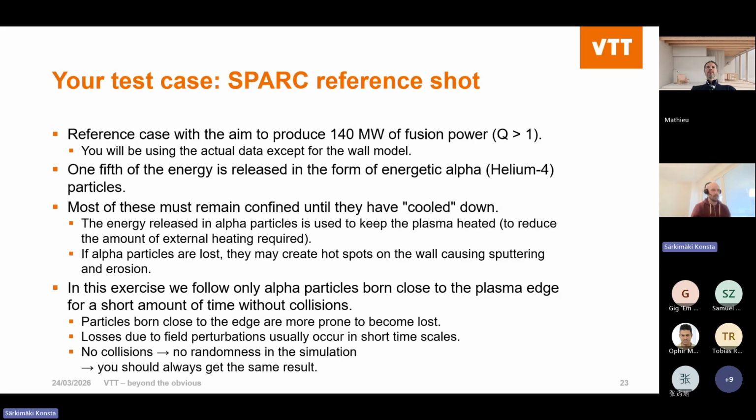So we are only simulating the alpha particles that are close to the plasma edge, which are more prone to loss, and we are only simulating them for a few orbits and without collisions, because some of those are lost collisionlessly, and that's actually where most of the losses in the real experiment are going to originate. So even with this simplification, we get somewhat realistic results.